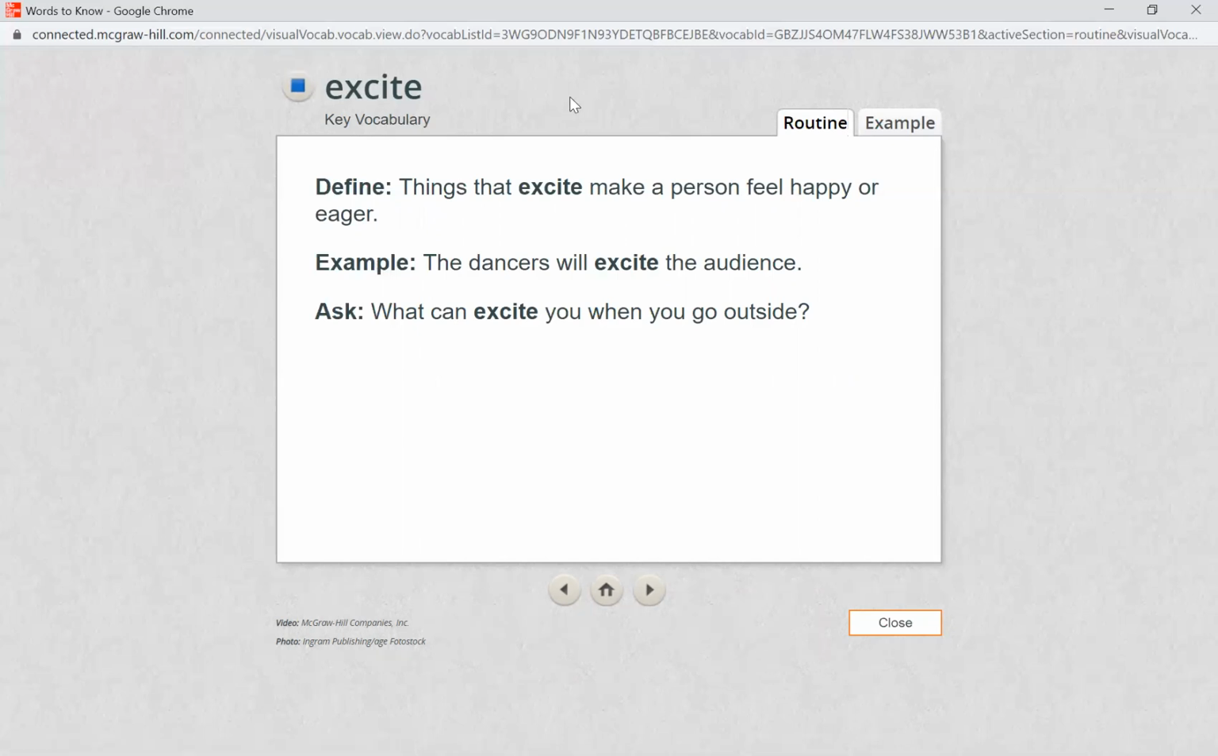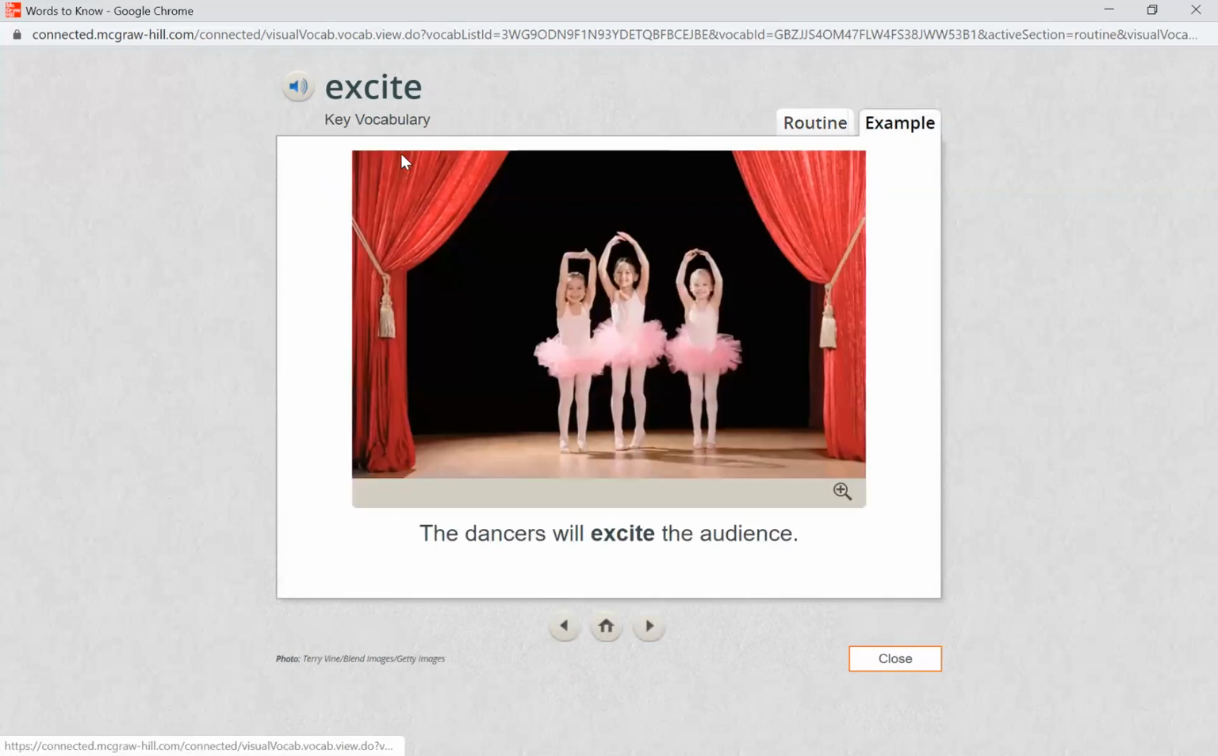Excite. Things that excite make a person feel happy or eager. The dancers will excite the audience. What can excite you when you go outside? So excite is like a strong emotion, right? It's things that make a person feel happy or very eager. That means they want to do something, right? So let's look at our example.